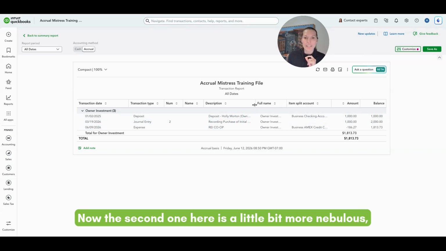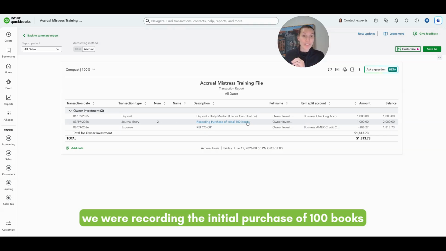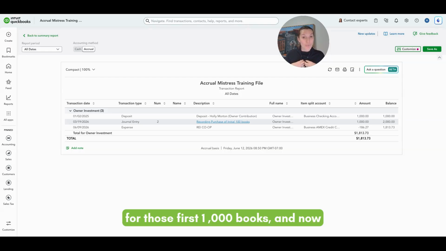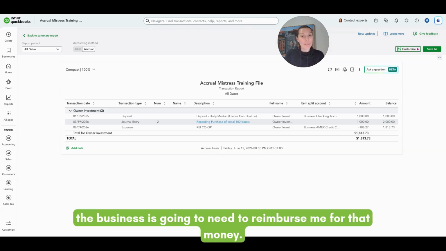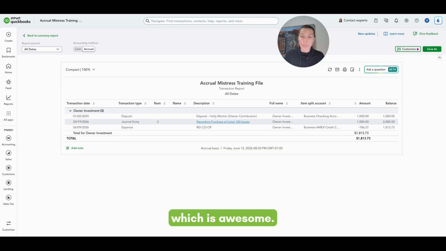Now, the second one here is a little bit more nebulous, but if we expand the description here, we can see that we were recording the initial purchase of 100 books that were purchased for the business to sell, okay? So what this is telling me is that I actually personally paid for those first 1,000 books, and now the business is going to need to reimburse me for that money. We can see here at that point, I actually hadn't taken any other money out of here. Although if the business had the cash available, I would be entitled to reimburse myself those $2,000, which is awesome.